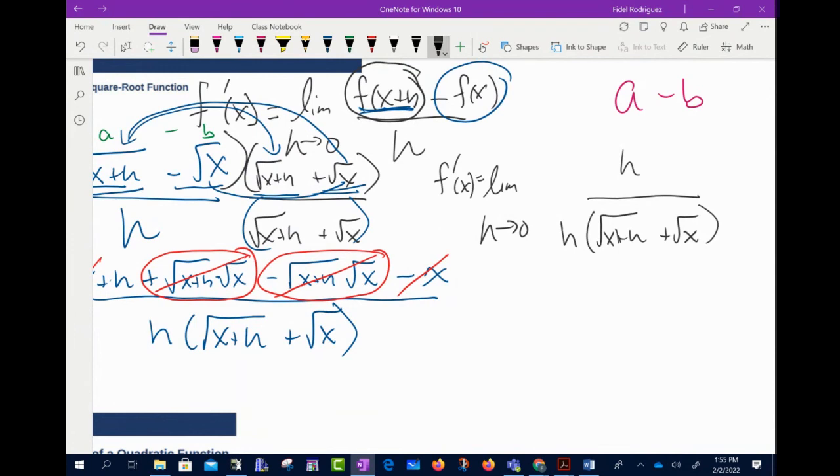Okay, forgot to write my limit. Okay, anything else going to cancel on the top and on the bottom? The h's. So let's get rid of this h here and let's get rid of that h there. So f prime at x is equal to the limit as h approaches 0 of 1 over the square root of x plus h plus the square root of x.